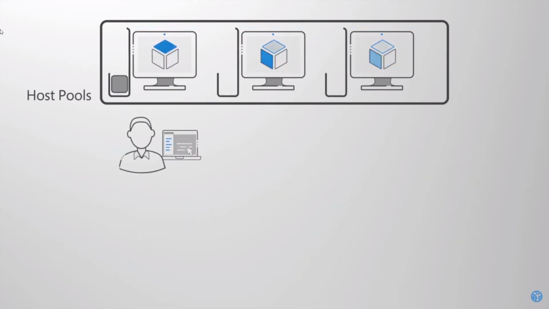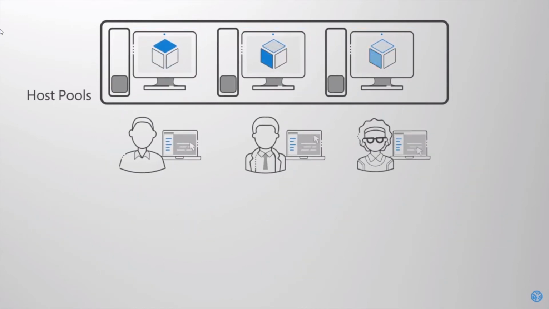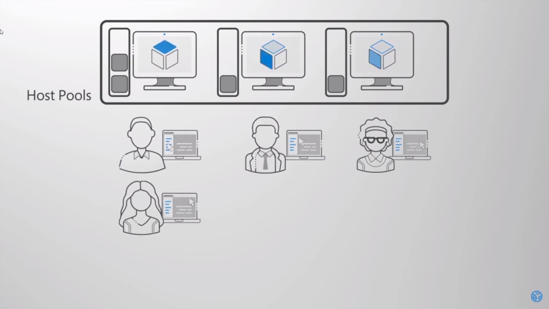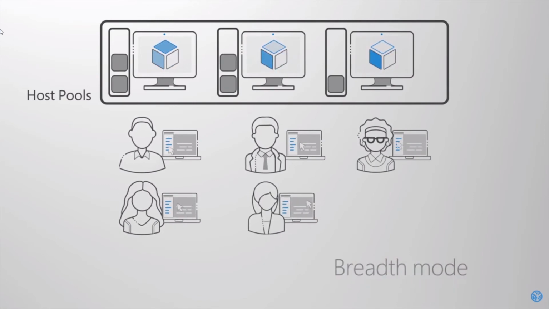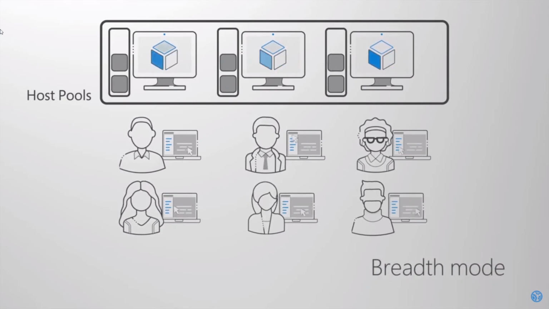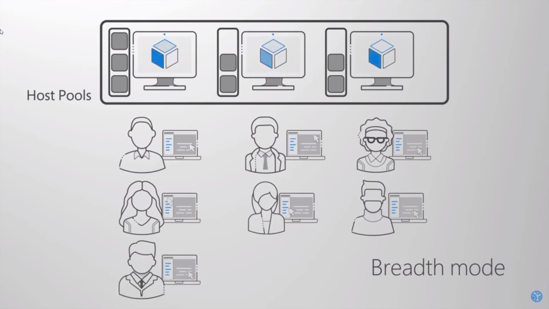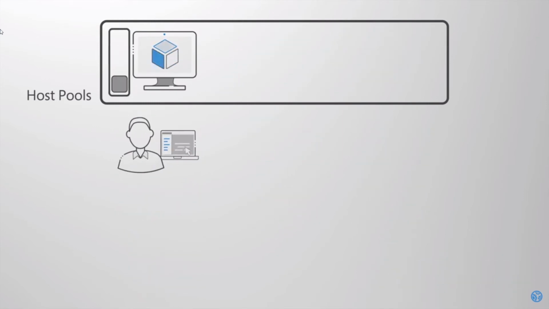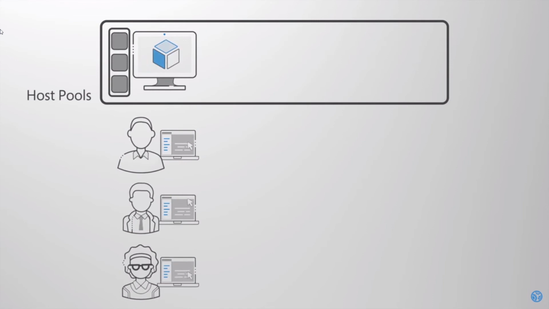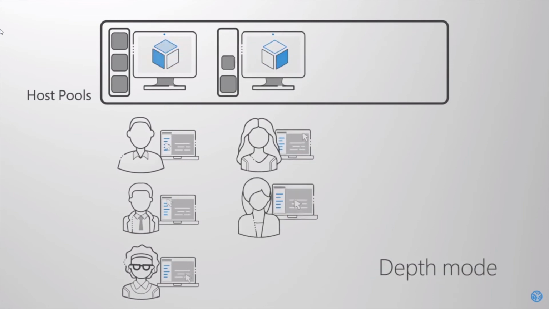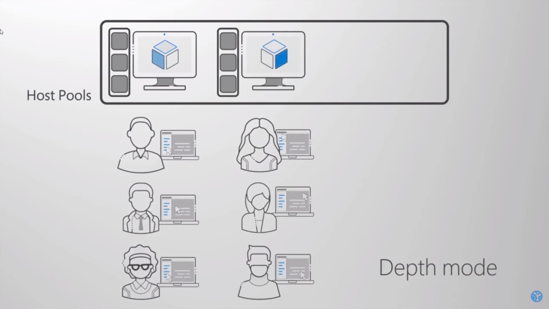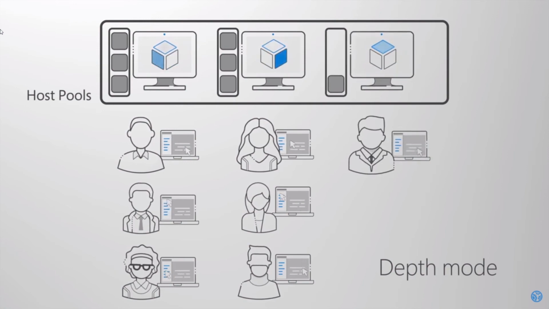Now, we also give you the options to load balance users on your virtual machine host pools. So for best performance, you can configure breadth mode. Now that evenly allocates your users across the host pool for your workload. And if you want to optimize for cost savings, you can configure your VMs for depth mode load balancing. And in this mode, the load balancer fully allocates users on a single VM before moving to the next one.